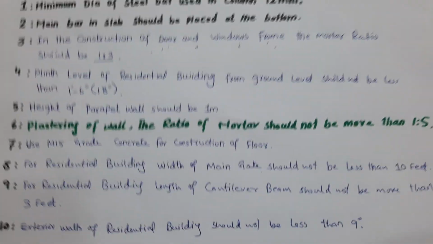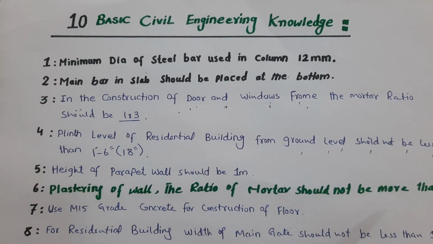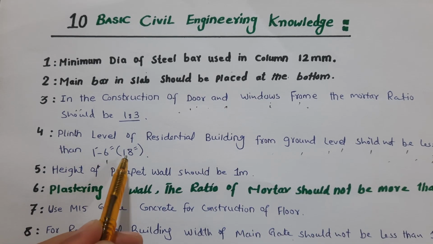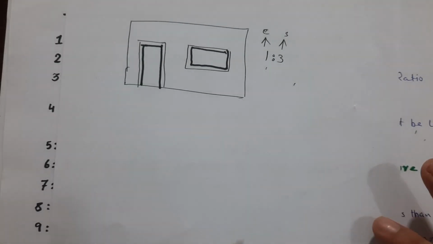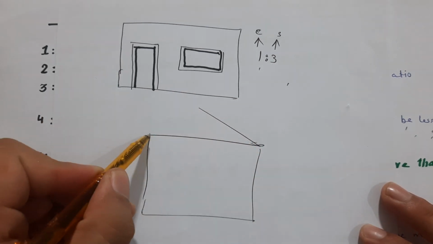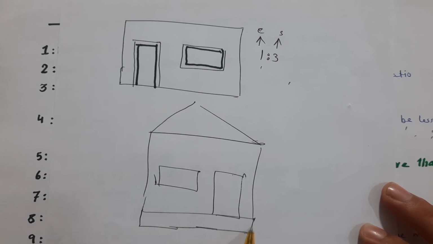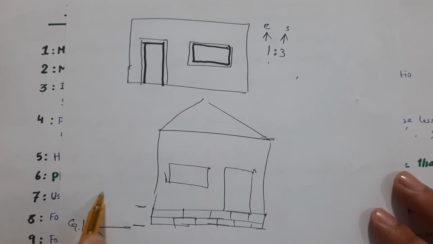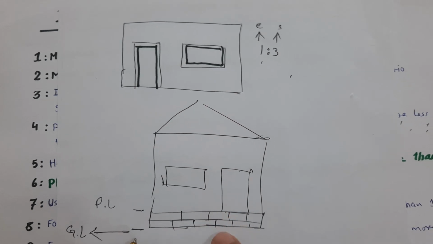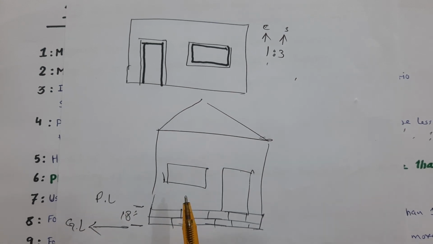The next one, guys, the plinth level of a residential building from the ground level should not be less than 1 foot 6 inches, or 18 inches. Guys, you can see here, suppose this is a building. So here, this is the plinth level. Here this is the ground level, GL, and this is PL, plinth level. So from the ground level, the plinth level, or the height of the building, should be above the ground level by a minimum of 18 inches. Don't provide it directly on top of the ground level.